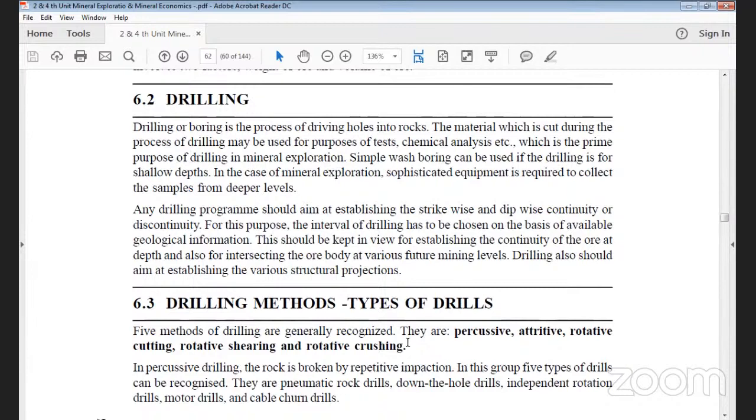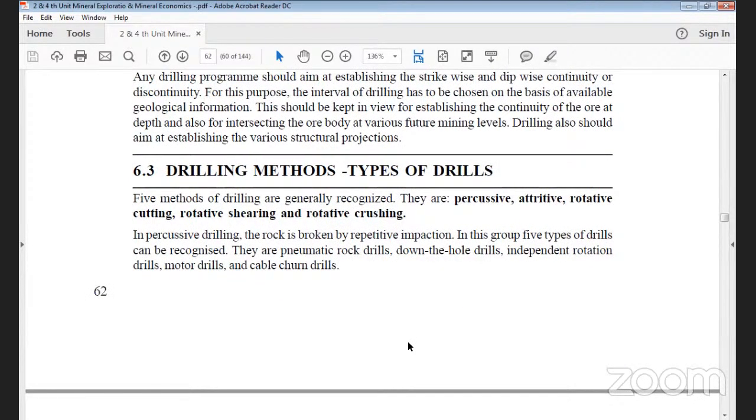For this purpose, the interval of drilling has to be chosen on the basis of availability of geological information. It should be kept in view of establishing the continuity of the ore at depth, intersecting the ore body at various future mining levels. And also drilling should be aimed at establishing the various structural projections. There are various drilling methods we have, and we will see them now.